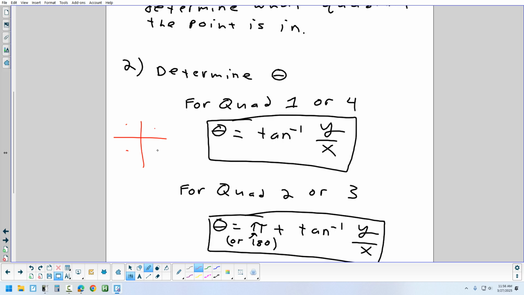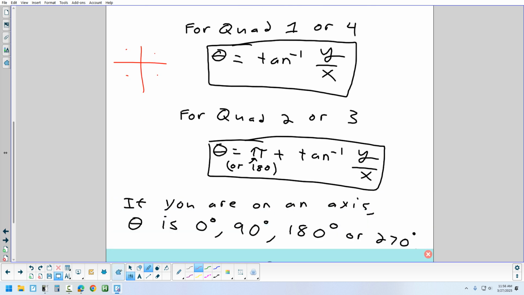Now, what if you're not in quadrants 1, 2, 3, or 4? You would be on one of the axes. And what are the angles on the axes? 0, 90, 180, and 270. Right. So if you're not in a quadrant, you're on an axis, you have to memorize those 4 answers.